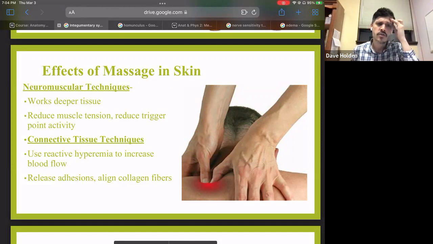Connective tissue techniques use reactive hyperemia to increase blood flow. What we're usually getting at here are things like structural integration techniques, or just more simply, things like friction, right? You've done enough friction strokes in your day, right? You push and take the skin along with you for the ride. And you do that long enough, the skin turns red. That redness is an influx of blood known as hyperemia. And this is one of the techniques that we can use to try to reduce muscle adhesions or to realign collagen fibers. For example, if we're doing scar tissue massage.